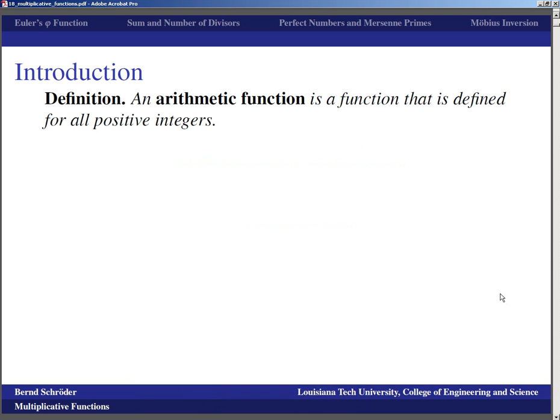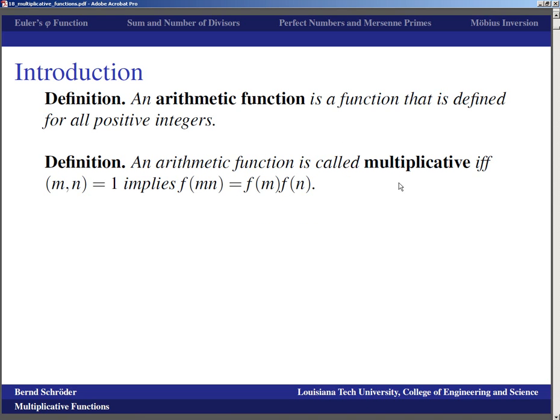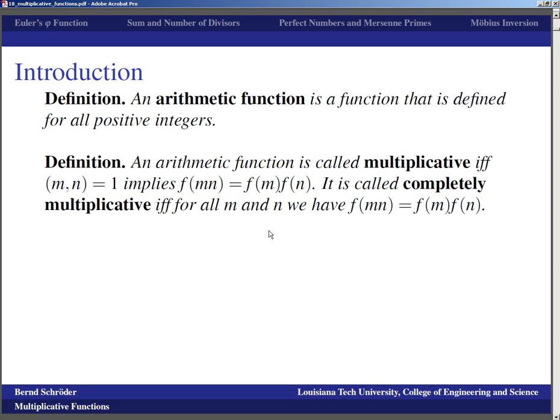So, an arithmetic function is just a function that is defined for all positive integers. And an arithmetic function will be called multiplicative if and only if the greatest common divisor of m and n being 1 implies that the value of the function at the product m times n is equal to f of m times f of n. So just like I said, under certain circumstances, namely that the greatest common divisor of the two factors is 1, we have that the value of the function at the product is equal to the product of the values of the function.